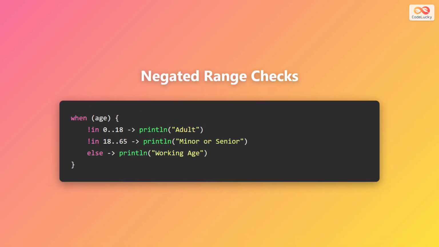You can also use the !in operator to check if a value is not in a range. Here, we're checking age. If the age is not in 0 to 18, the person is an adult. If it's not in 18 to 65, they're either a minor or senior. The else branch handles working age individuals. This is useful when you want to exclude certain ranges rather than include them.